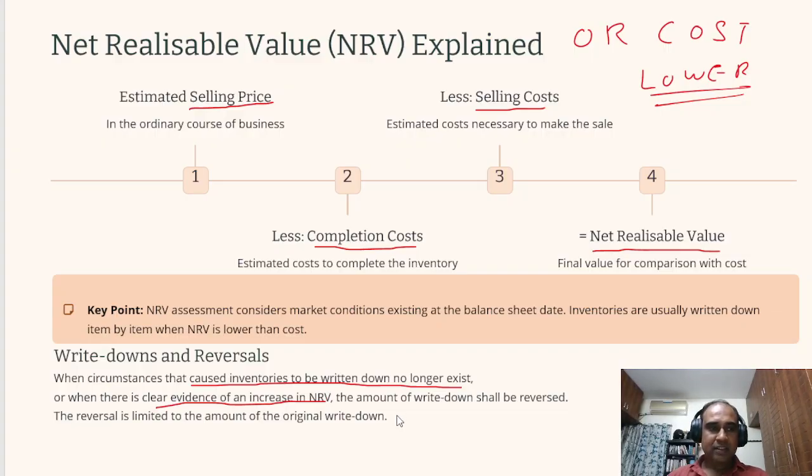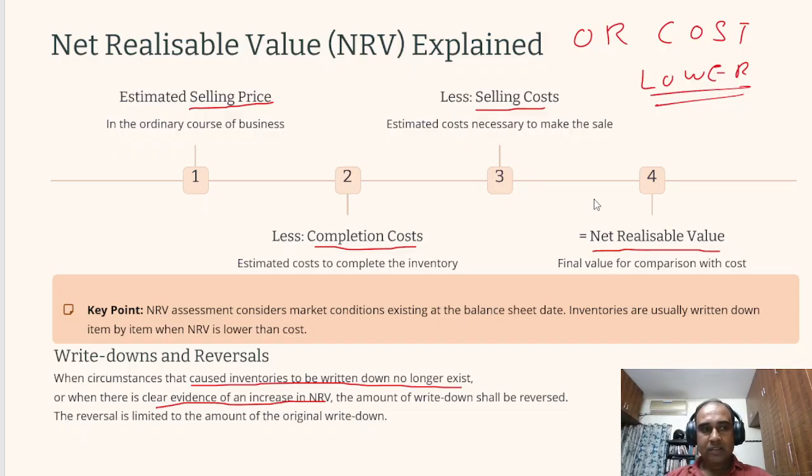If the inventory is not in saleable condition at all, we have to write down that inventory, because the net realizable value will be zero, right? In such a case, when the net realizable value is zero, we cannot record the inventory at cost, because the standard says cost or NRV, whichever is lower. So we have written down the entire inventory.